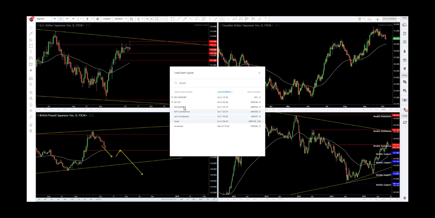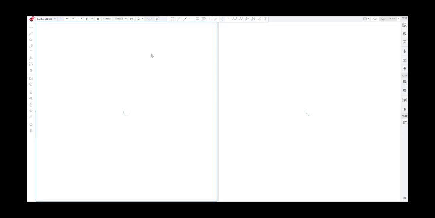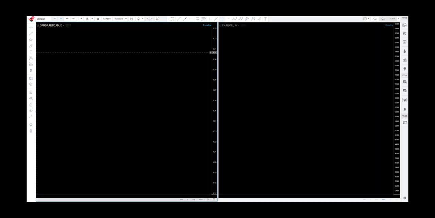Let's pull up our dollar CAD really quick. So while that's loading, we have the oil chart as well on here. So we're going to give it a second. There we go.